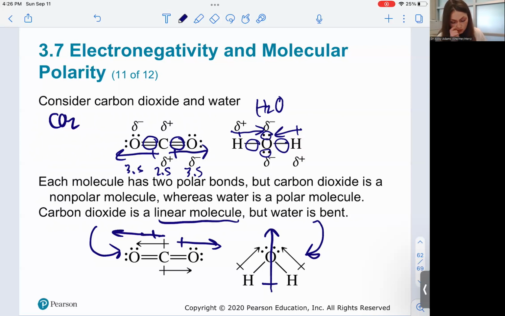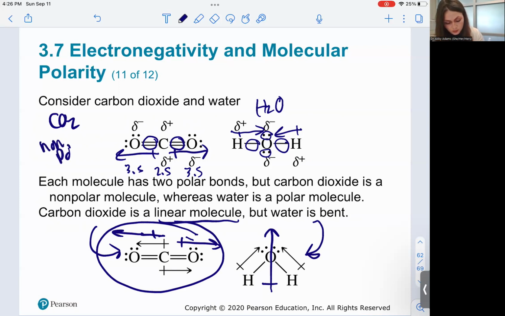And so this is going to be a linear molecule. And even though you have some polarity to both of these bonds, it's going to cancel out and it's going to be nonpolar. So carbon dioxide is going to be nonpolar, while water is going to be polar. It's going to have this shape. It's going to be polar.